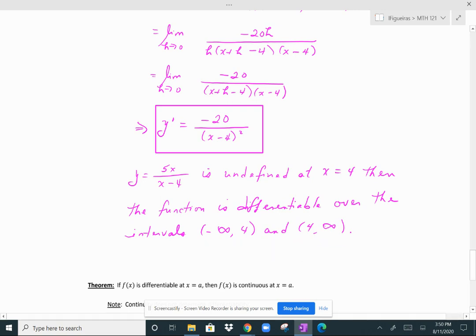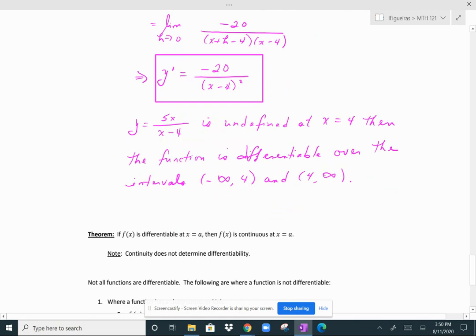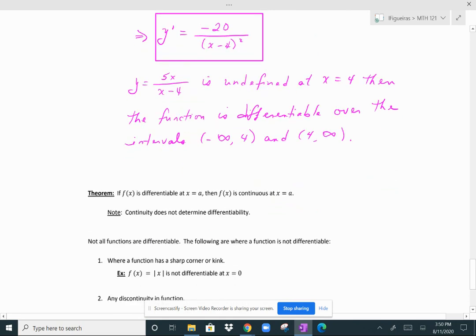So let's talk more about that. If f of x is differentiable at some number that I'm calling a, at x equal to a, then f of x is continuous at x equal to a. Remember, continuity does not mean that it is differentiable. So you can have a function that's continuous where the derivative does not exist, but what the theorem says is if it is differentiable, then it will also be continuous. Okay, but the reverse is not true.